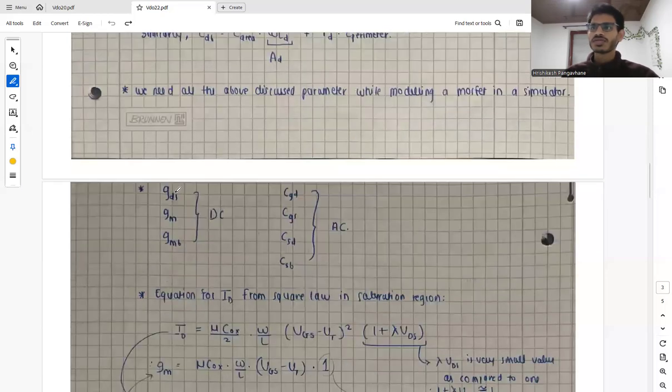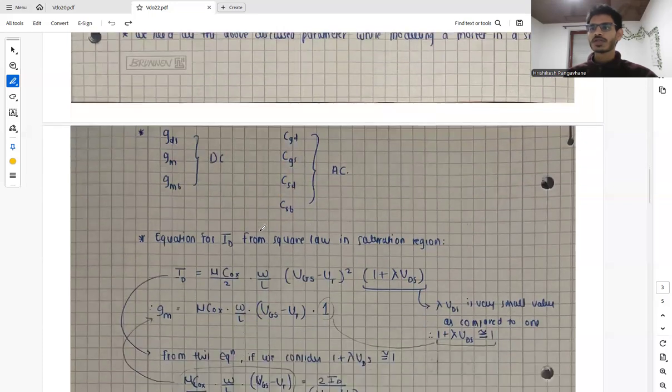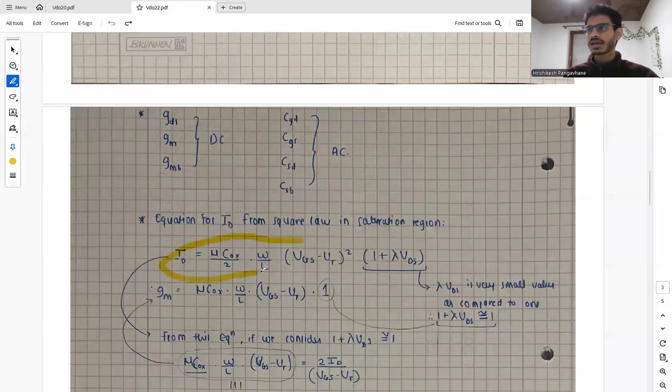So we have gds, gm, and gmb in the small signal picture, which contribute to the DC structure. And we have CGD, CGS, CDB, and CSB, which contribute towards the AC analysis of the MOSFET. The equation of ID from the square law model in the saturation region is given by this equation, where 1 plus lambda VDS is compared to 1, and lambda VDS is very small compared to 1, so it is nothing but 1. When this 1 is multiplied, we are left with only this part of the equation.